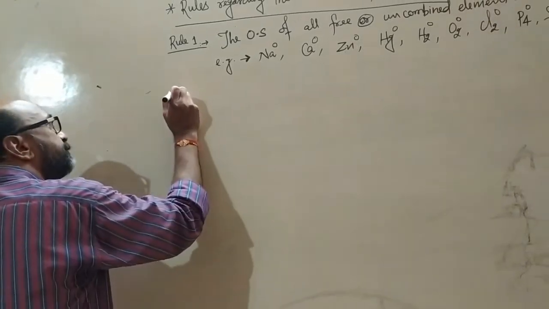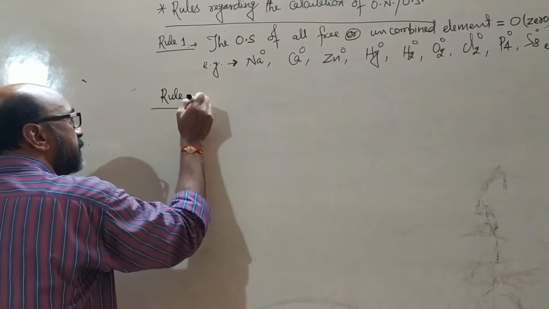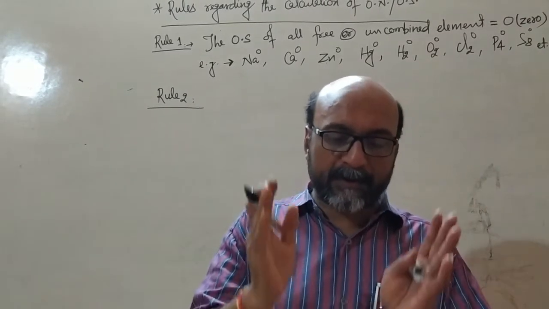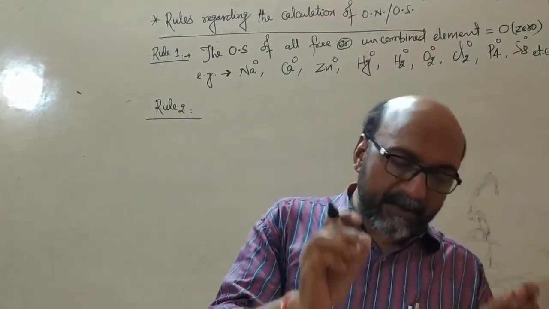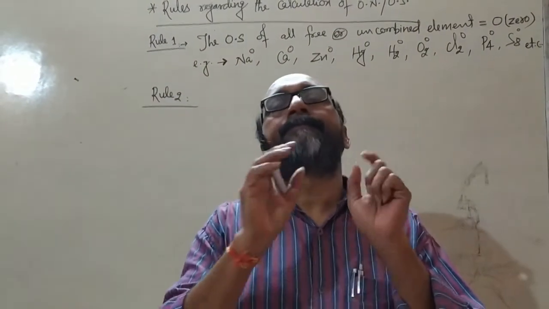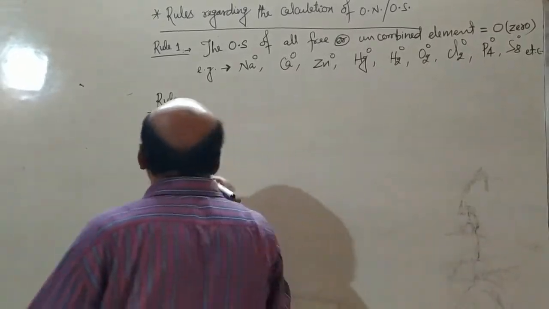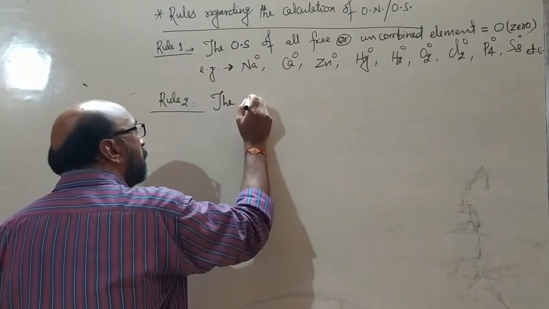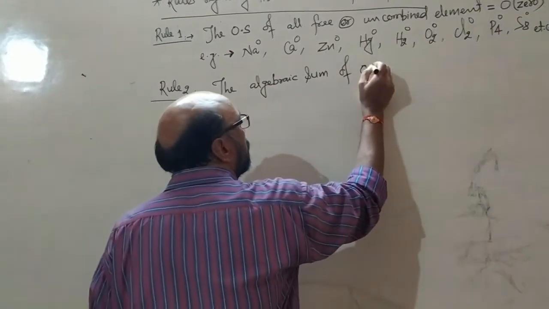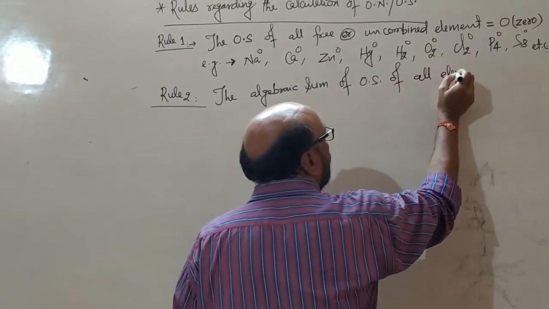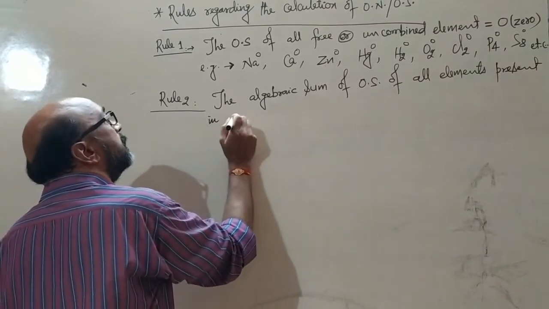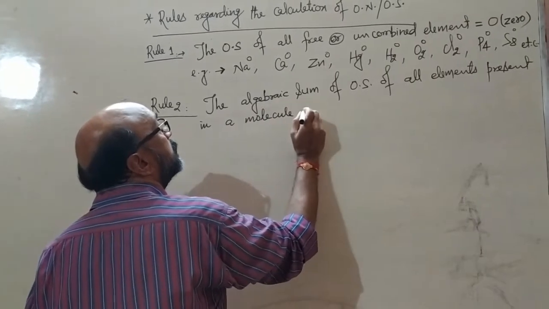Now, the second rule is the algebraic sum of oxidation states of all the elements in a molecule is equal to 0. This is the second rule. The algebraic sum of oxidation state of all elements present in a molecule is equal to 0.